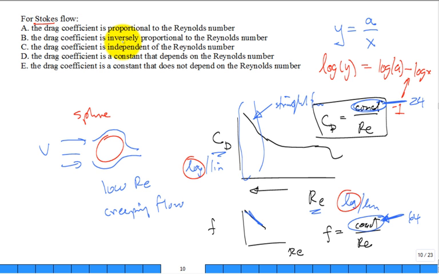Maybe I should have said proportional to the inverse of the Reynolds number. Isn't it proportional to the inverse of the Reynolds number? This one, D, I know some people said, hey, I think it's D. This is kind of an oxymoron. It's like, what? It's a constant that depends on the Reynolds number. Like 5 is equal to a function of the Reynolds number. What? No, that doesn't make any sense. All right, we're done with that one.